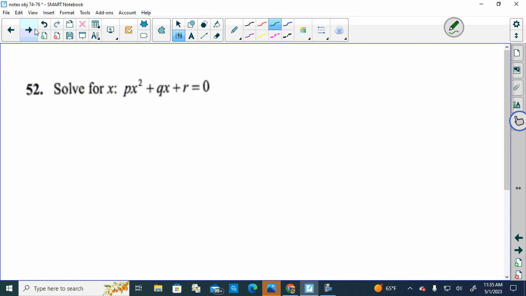48. So it's a P, a Q, and an R. So it's negative, what? Q. Plus and a minus. Squared.